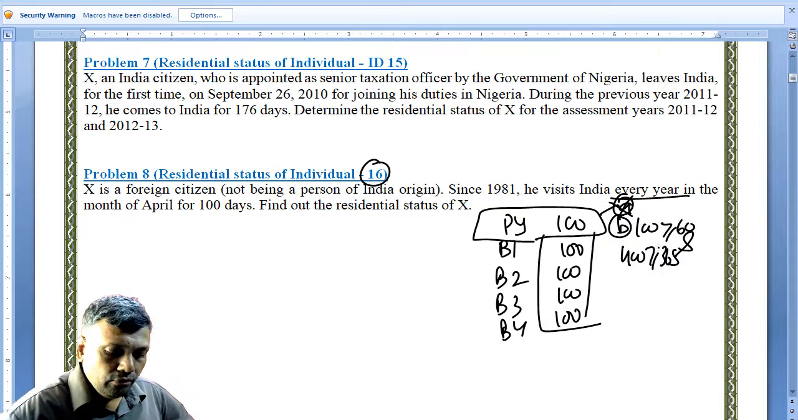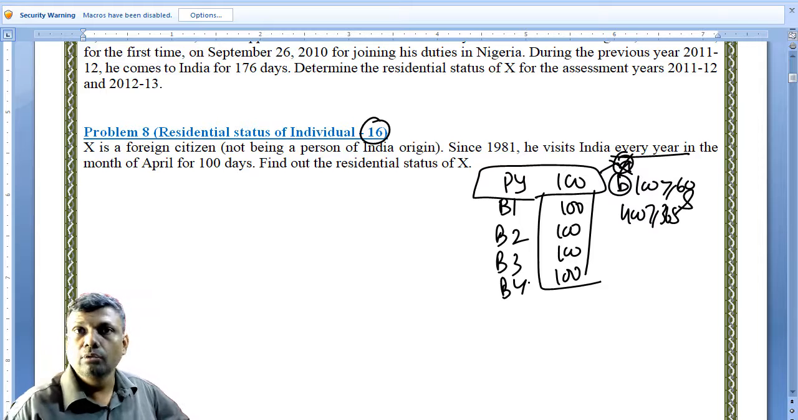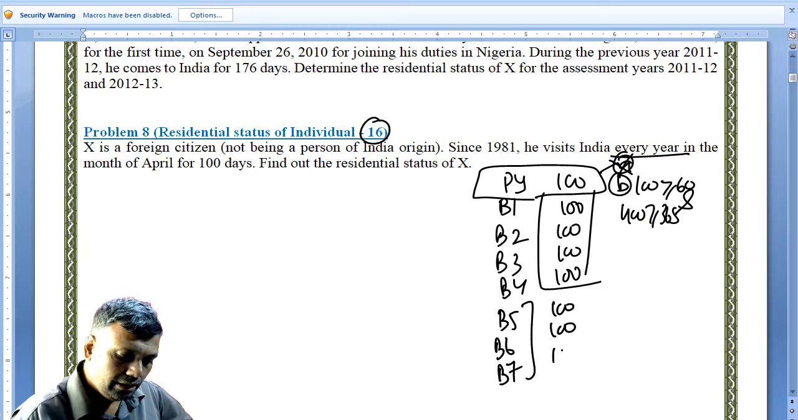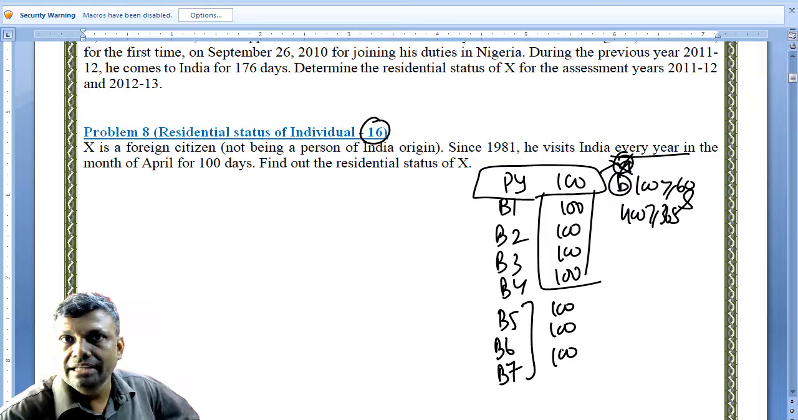And the moment you find that somebody is resident, you have to think about whether that person is resident and ordinarily resident. For that you will require the 7 years and 10 years data. So B5, B6, B7. This is also 100, 100, 100. So for 7 years it is 700, and 730 days is the test. So that test is not going to be satisfied.